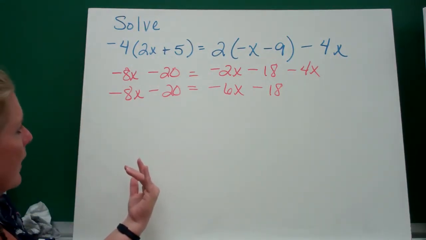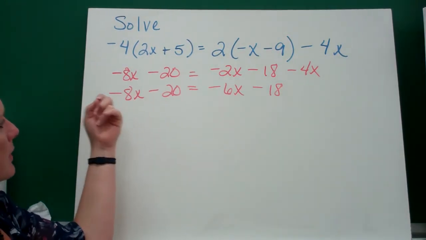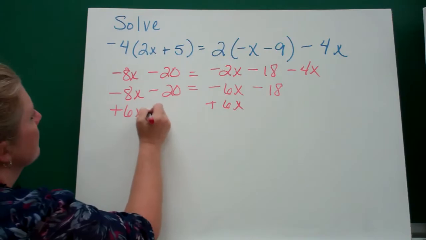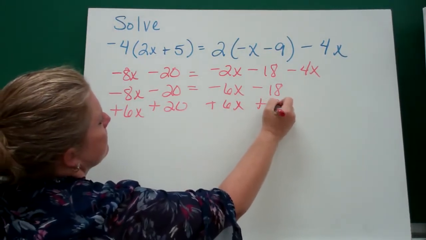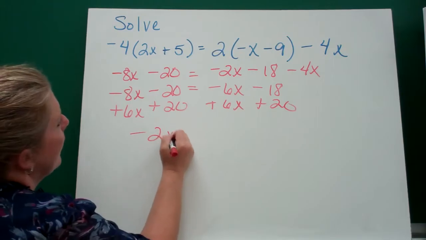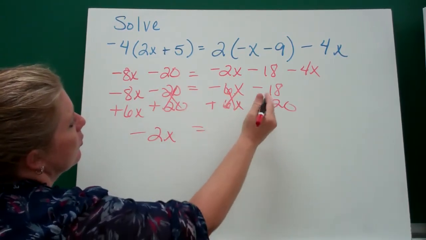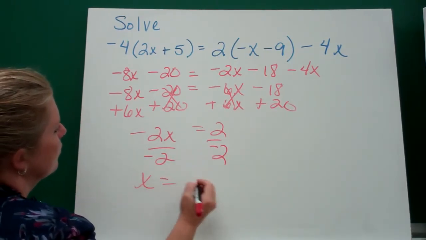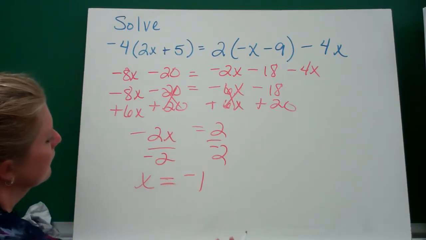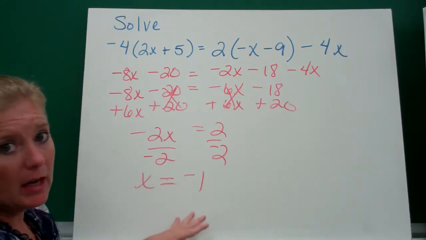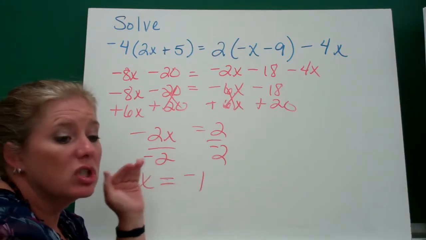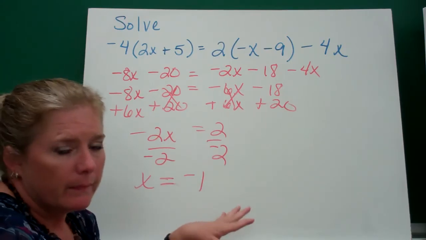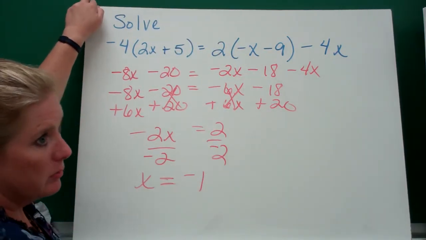Now let's move things around. Variables on one side, constants on the other. Going to add 6x. Going to add 20. Negative 2x equals 2. Divide by negative 2. X equals negative 1. I'm running out of space, but I always say check your answers. When you check your answers, if it doesn't work, then you must have done something wrong. Later on we'll talk about it. If it doesn't work, maybe you didn't do anything wrong.